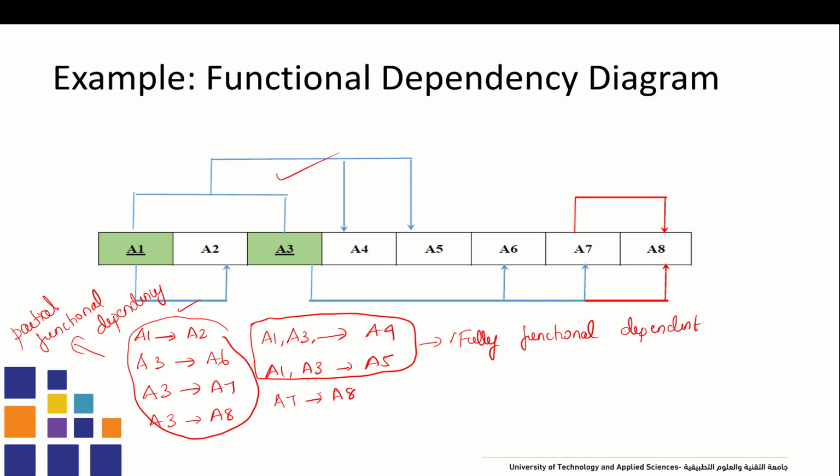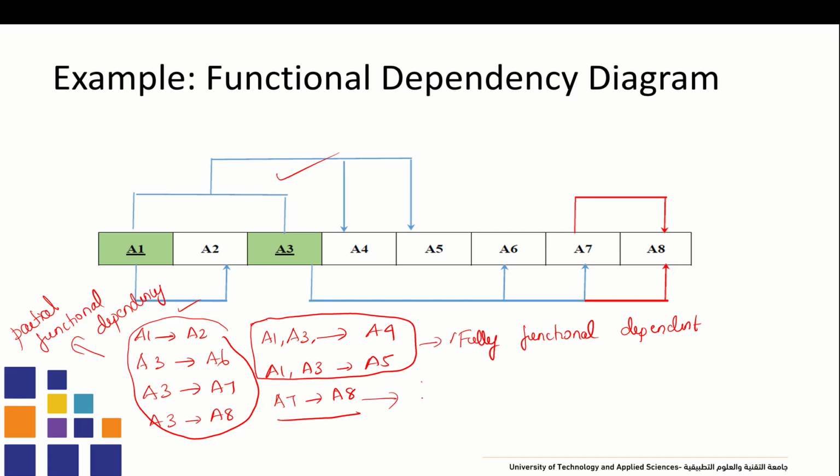Okay, and which is transitivity dependence? This one is transitivity dependence. Why is this transitivity dependence? Already you have A3 dependent on A7. So when you add A7 dependent on A8, what will happen? A7 will be cancelled. You will arrive at a dependency A3 functionally dependent on A8. So because of this functional dependency, you are deriving another functional dependency.